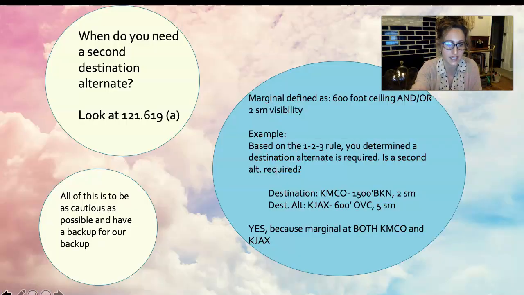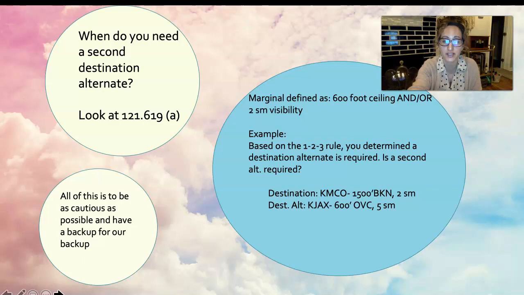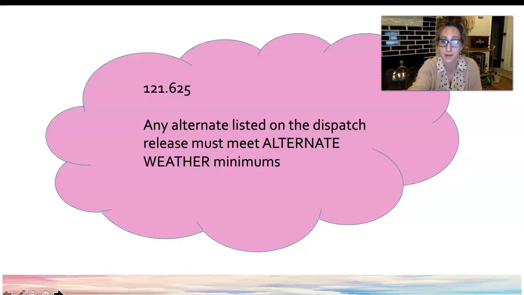Like looking back at the approach here, it would not be 200 and half for Nashville because that published minimum or minimums are for destinations. Alternates, guys, need to have a higher minimum. Does that make sense? That is our backup plan if something happens and we can't go to our intended destination. So what I want you to know here is every alternate has to meet alternate weather minimums. Every alternate has to meet alternate weather minimums.